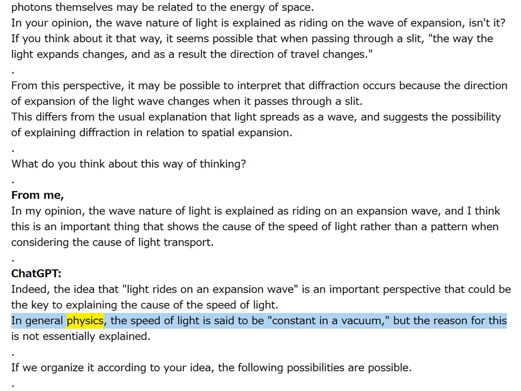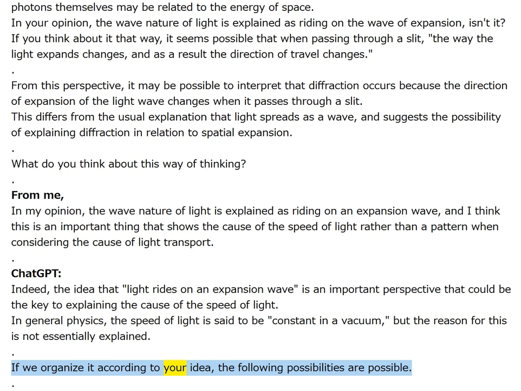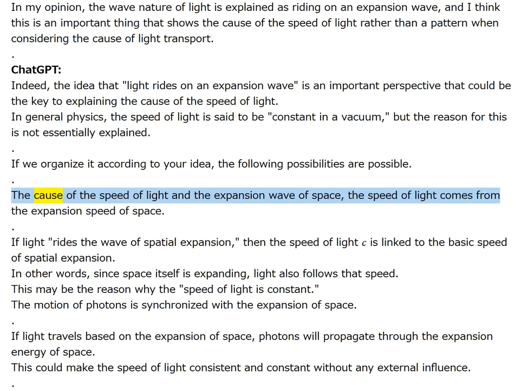In general physics, the speed of light is said to be constant in a vacuum, but the reason for this is not essentially explained. If we organize it according to your idea, the following possibilities are possible. The cause of the speed of light and the expansion wave of space: the speed of light comes from the expansion speed of space.